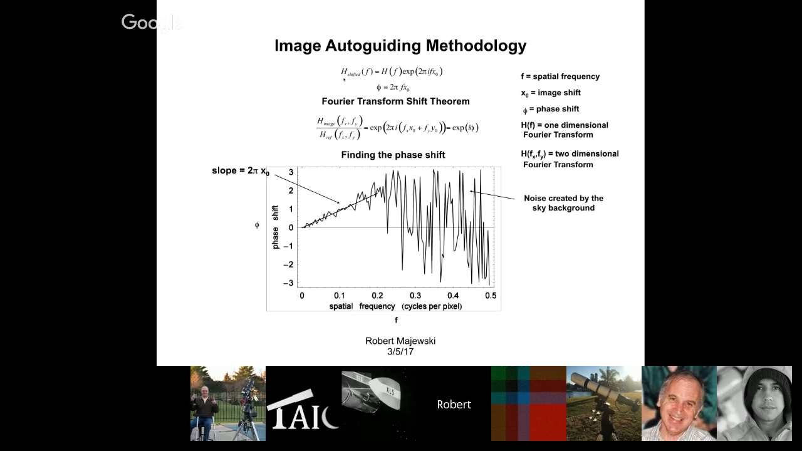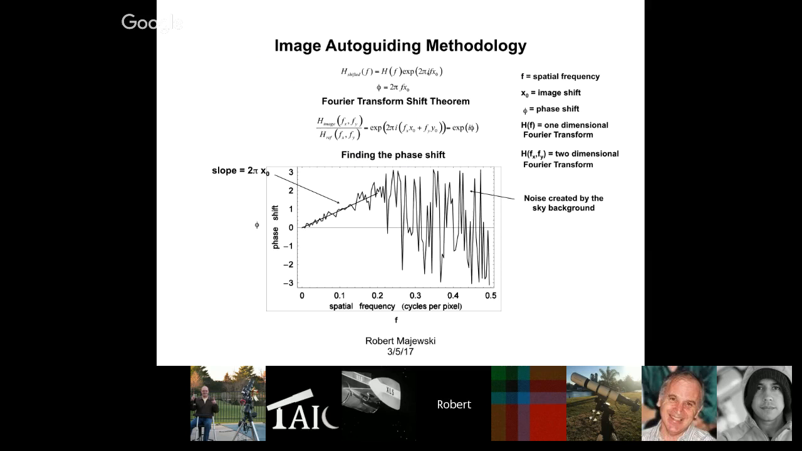And what that theorem says, and I'm showing you in 1 dimension, although obviously we want 2 dimensions, is that if you were to take a 1-dimensional transform of an image that's shifted, h shifted of f, it is equal to the unshifted version, h of f, times this complex exponential. Exponential of 2 pi i, where i is the square root of -1, the famous imaginary number, times the spatial frequency times the shift, x naught, the image shift that we're trying to find.